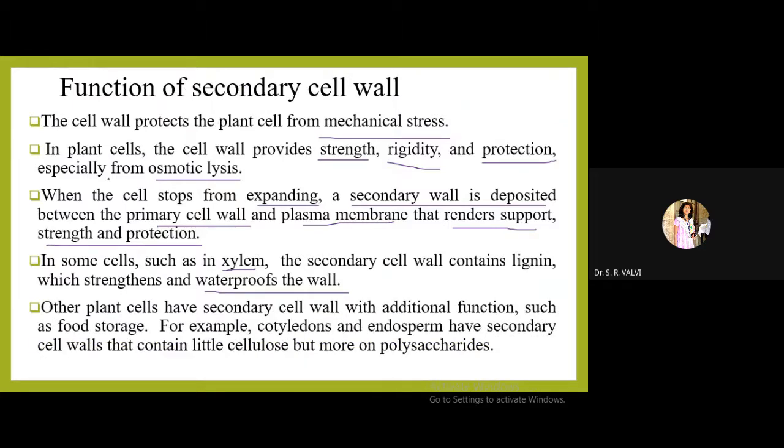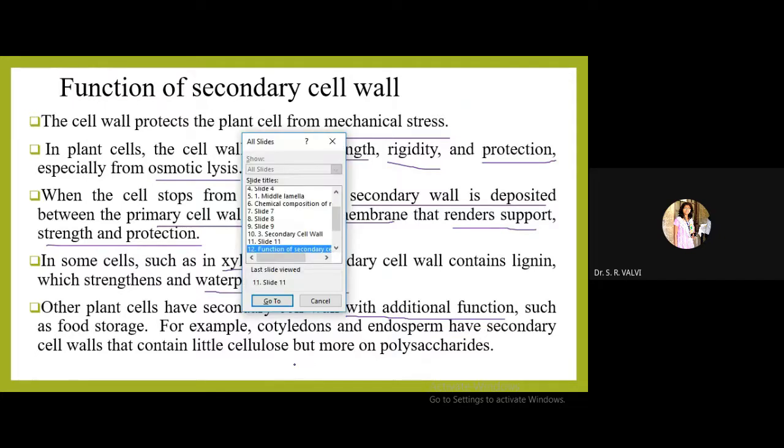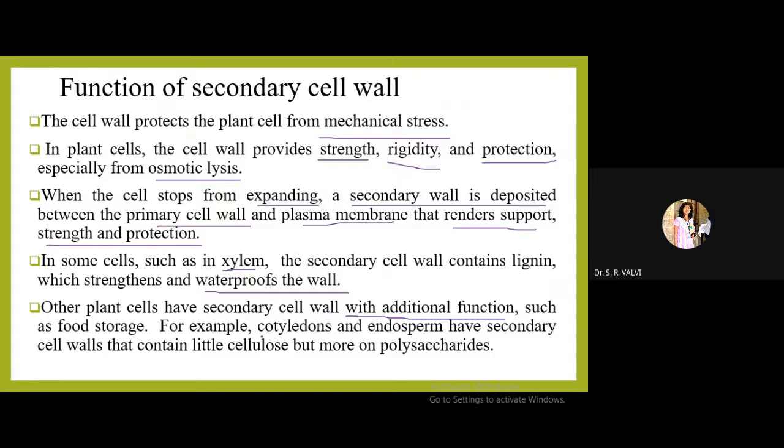Now other plant cells have a secondary cell wall with additional function. See what additional function it has. It is going to store food, right? For example, in cotyledons and endosperms, the secondary cell wall contains little cellulose but more polysaccharides. So this is the main function of the secondary cell wall in cotyledonous plants, as well as seeds which have endosperms in them.